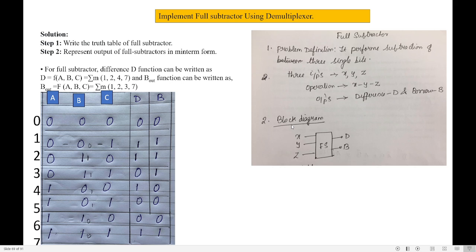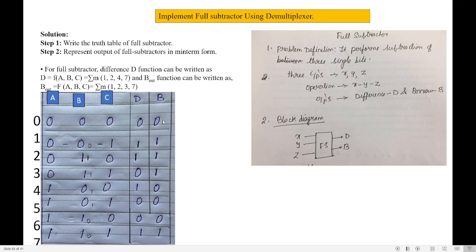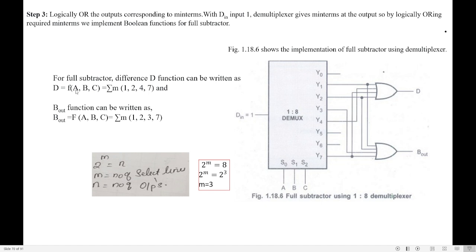How am I going to get my difference and borrow? Difference and borrow are given by the minterms D and B. So what are the minterms? Just now we have generated 1, 2, 4, 7 for difference and 1, 2, 3, 7 for borrow. These minterms are for difference and borrow.